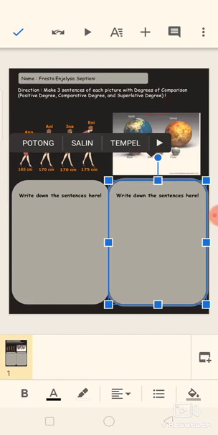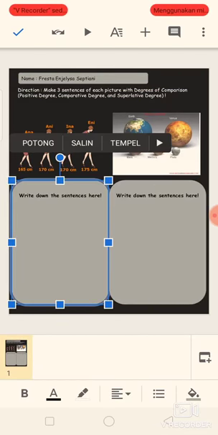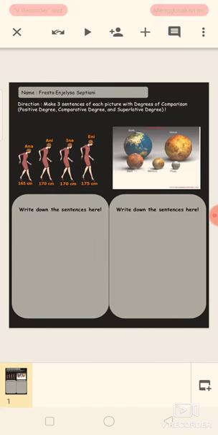Okay, so for the second one, the students must read the direction. The direction of this exercise is: make three sentences for each picture with degrees of comparison: positive degree, comparative degree, and superlative degree. Okay, so do you know what degrees of comparison are? For the first one, I will explain it to you.